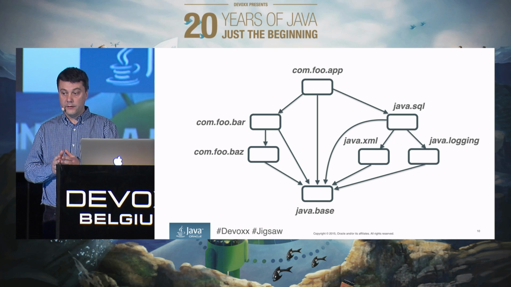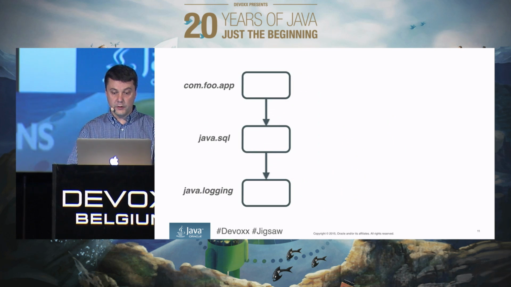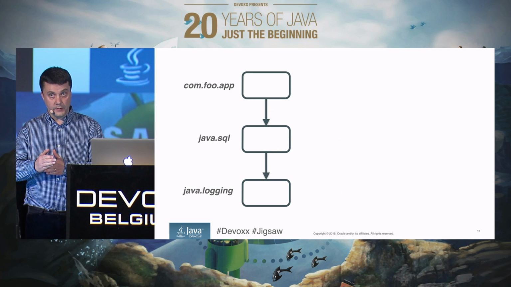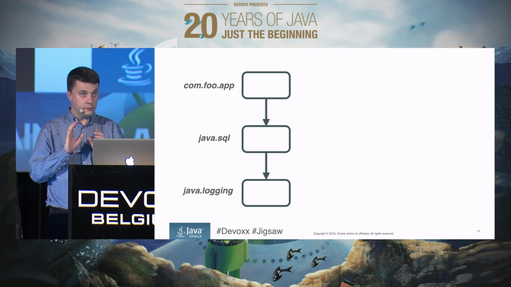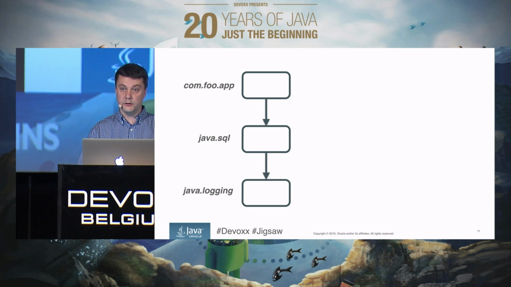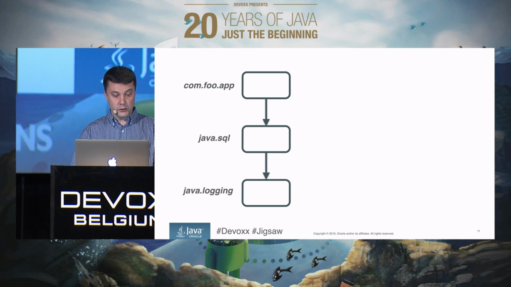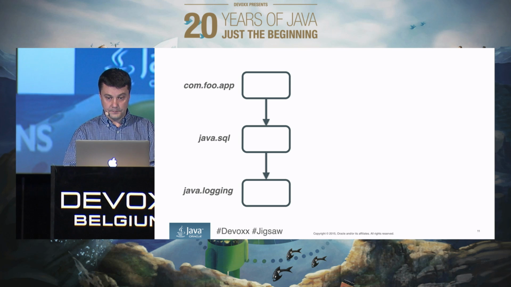So in order to expand this a little bit, I'm just going to take a subset of this graph with three modules. Our confu app, which depends on Java SQL, which depends in turn on Java logging. So I just want to concentrate on these three modules for a few minutes. And I'm going to start showing a little bit of code as to what we might see in two of these modules.